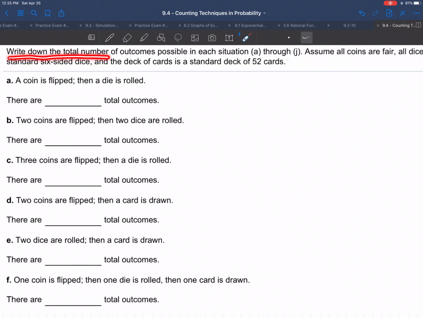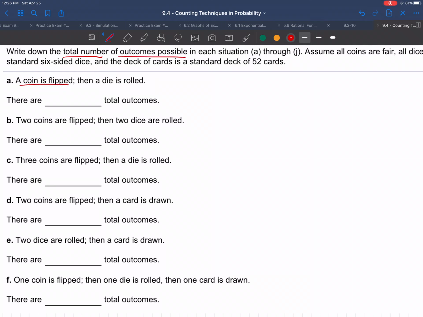Write down the total number of outcomes possible in each situation. Assume all coins are fair, all dice are normal, 6-sided dice, and a deck of 52 cards. All right, so what we're doing on this problem is thinking about the total number of outcomes possible.